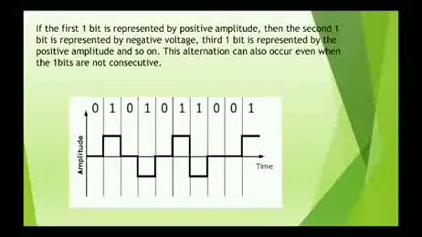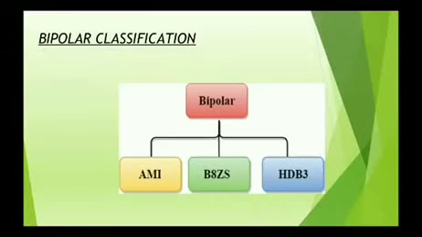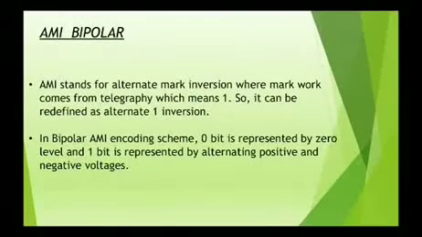If they are consecutive or not consecutive, this transition will occur. Next, bipolar is further classified into AMI, B8ZS, HDB3. Let's see one by one.